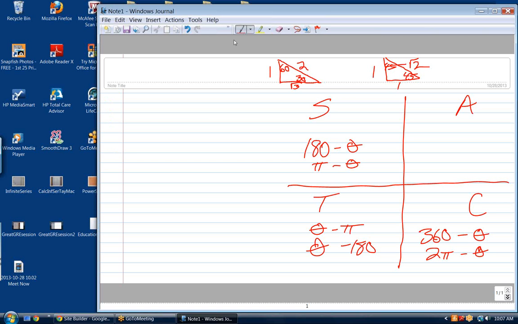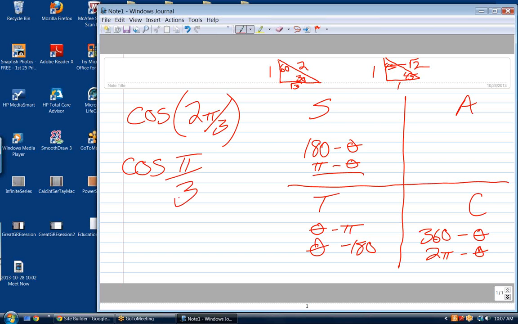Then the next one is the cosine of 2 pi over 3. The exact value would just be 1/2. Okay, so first of all, we applied this formula to convert it to the same as the cosine of pi over 3, which is 60 degrees, which is 1/2. But now what's the plus or minus sign on it? Minus.